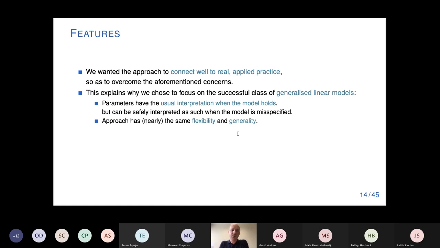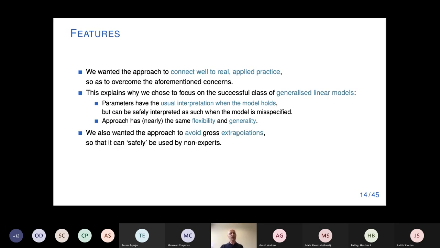We wanted the approach to have a lot of flexibility, just like in GLMs, in particular in the modeling of continuous or dichotomous exposures. We wanted that to be just as easy. And finally, we wanted the approach to avoid gross extrapolations so that it can safely be used also by non-experts. So in particular, we wanted to avoid inverse weighting by densities, as sometimes, and in fact often, arises in causal inference when dealing with continuous exposures.